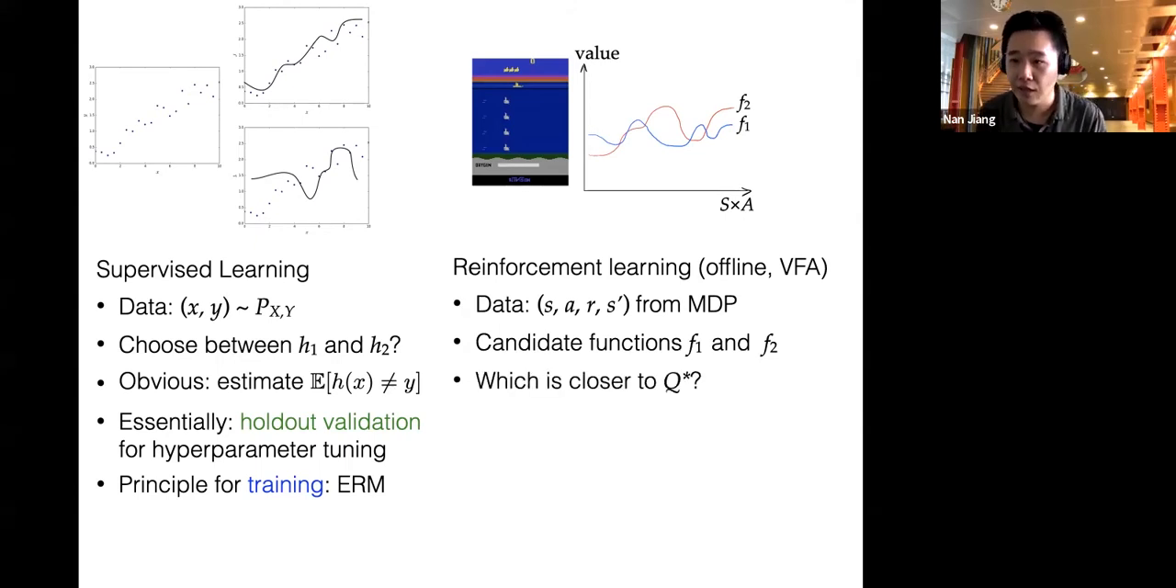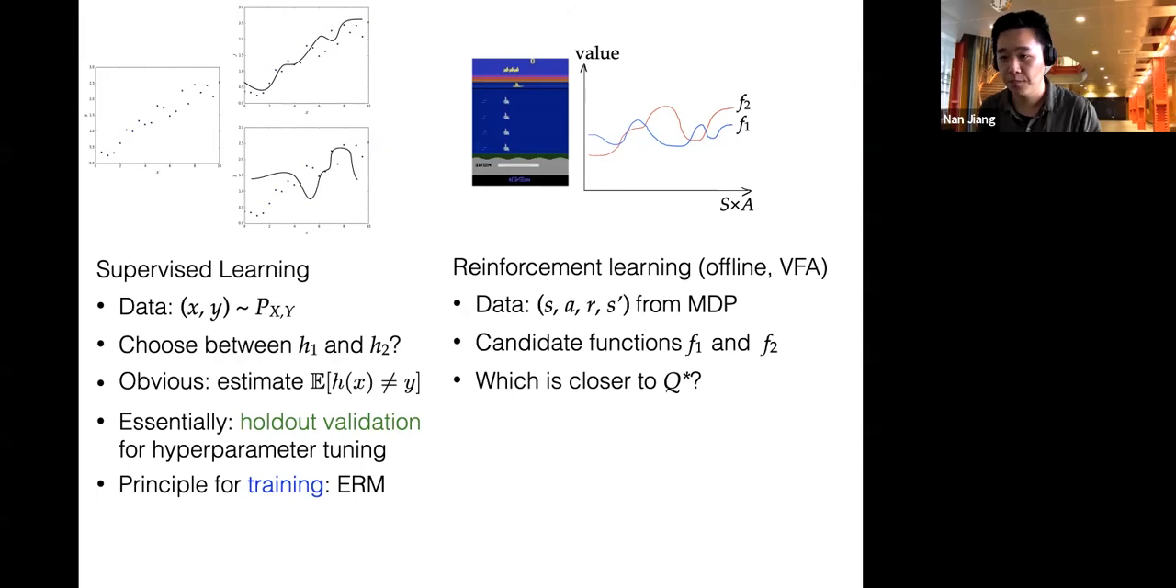Okay, and in RL, a lot of the time the goal is to approximate the so-called optimal Q function, or Q star, which I'll define later. And maybe, to make our life even easier, let's say one of F1 and F2 is Q star.